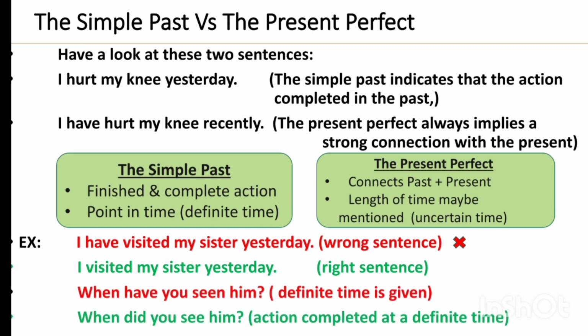When have you seen him? Time is not mentioned, but a definite time is being asked about here, when you saw him. So we cannot say, when have you seen him. That's wrong. The right sentence will be, when did you see him, because the action was completed at a definite point of time.